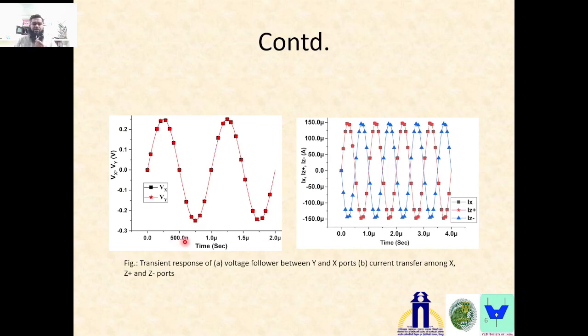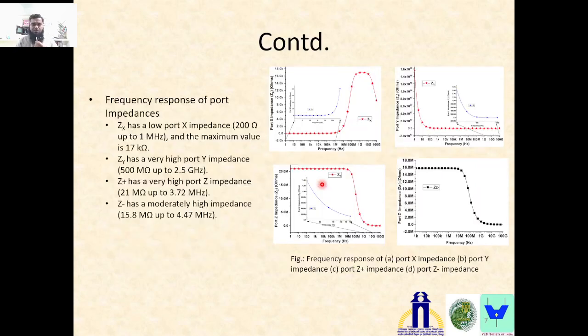These are the transient responses for voltage and current transfer action. These are the frequency responses of different port impedances. This is port Z impedance, port X impedance, this is port Y impedance, this is port Z plus impedance, and this is port Z minus impedance with respect to frequency.